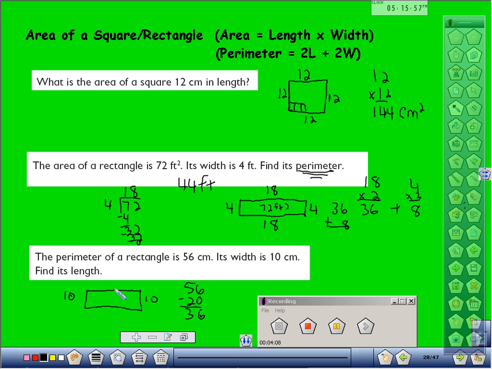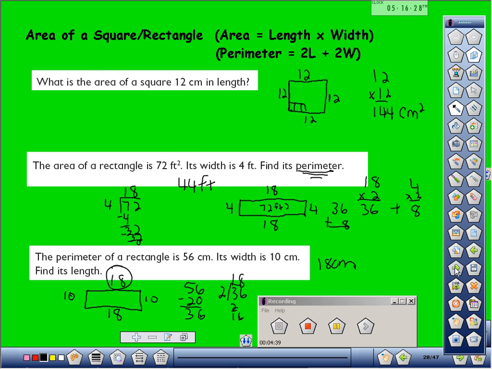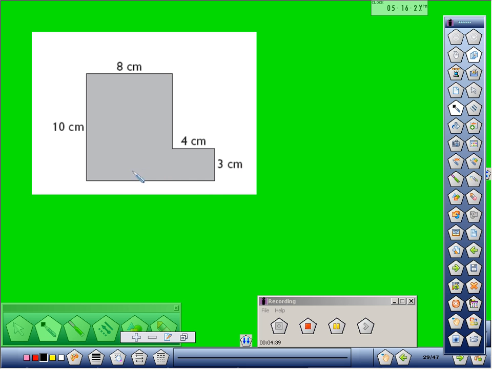Since we know it's a rectangle and these sides are exactly the same, we can just divide 36 by 2 and we'll get 18. So we know this side is 18, this side is 18. Okay? The perimeter of a rectangle is 56, its width is 10. Find its length. Its length is 18. So we're going to put 18 centimeters as our answer for its length.